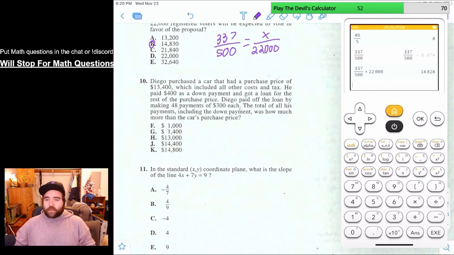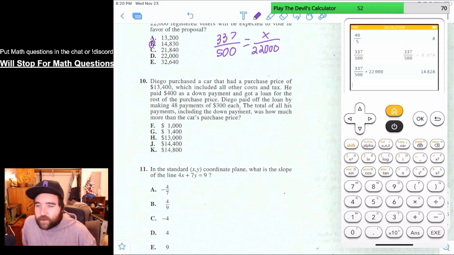All right, Diego purchased a car that had a purchase price of $13,400, which included all the costs and tax. He paid $400 as a down payment and got a loan for the rest of the purchase price. So that's a big loan. Diego paid off the loan by making 48 payments of $300 each. The total of all of his payments, including the down payment, was how much more than the car's purchase price?